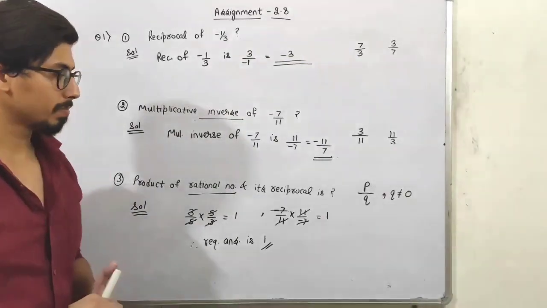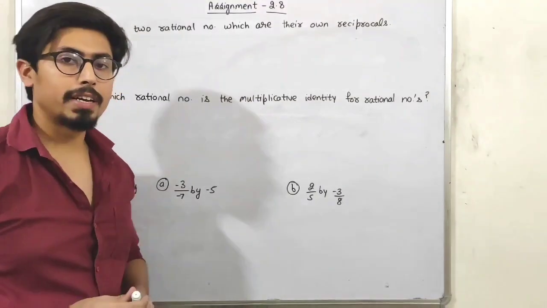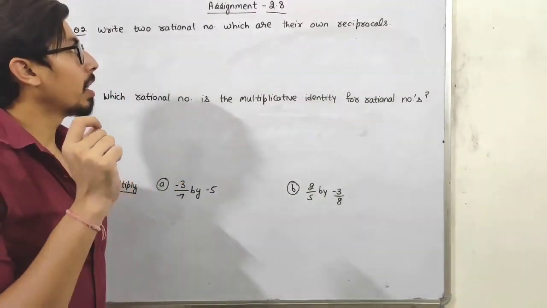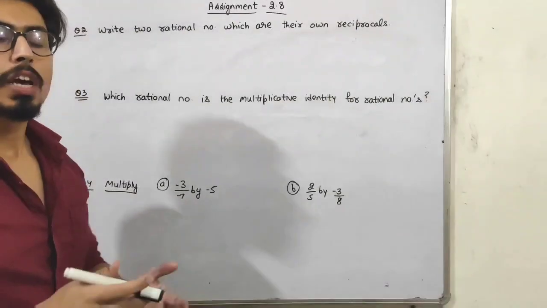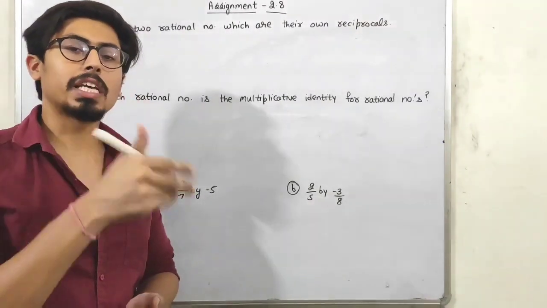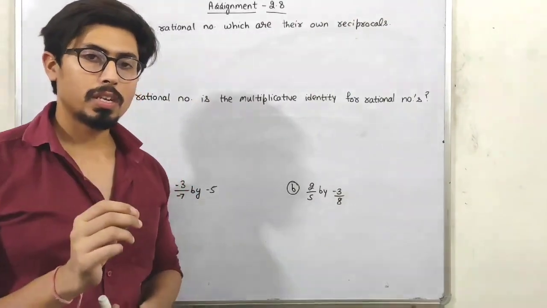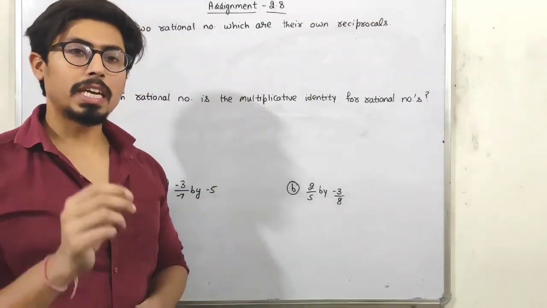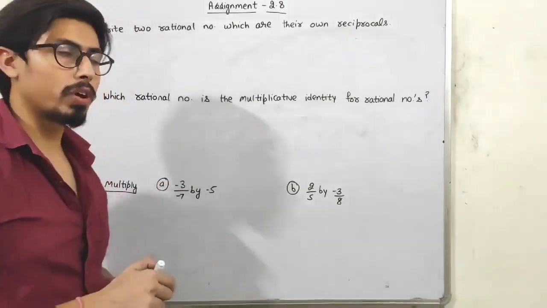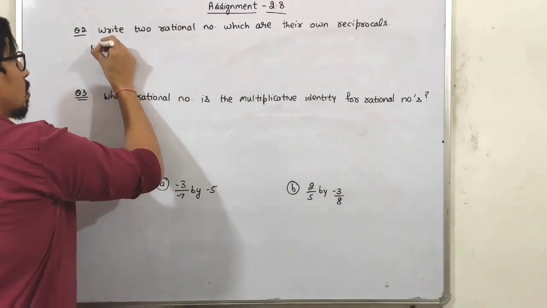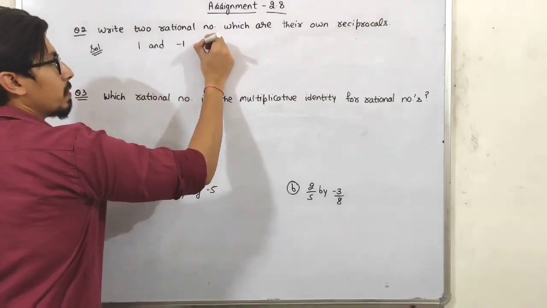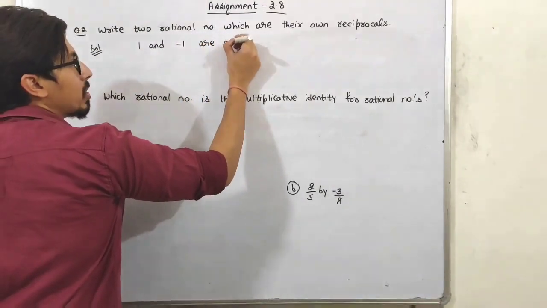Okay, students. Now question number 2 is: write two rational numbers which are their own reciprocals. Okay, students. We have to find two numbers whose reciprocal is the same number. See, students, there are only two numbers, that is 1 and minus 1, whose reciprocal is itself. Okay. So 1 and minus 1 are the only two rational numbers.